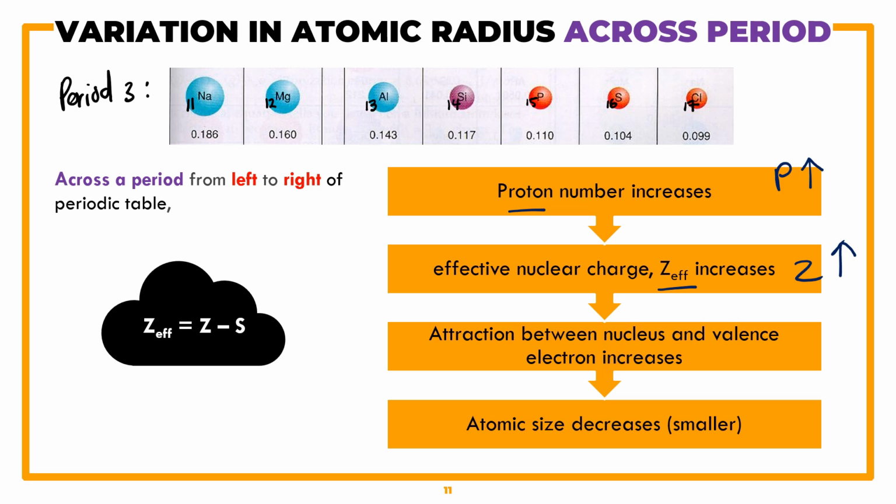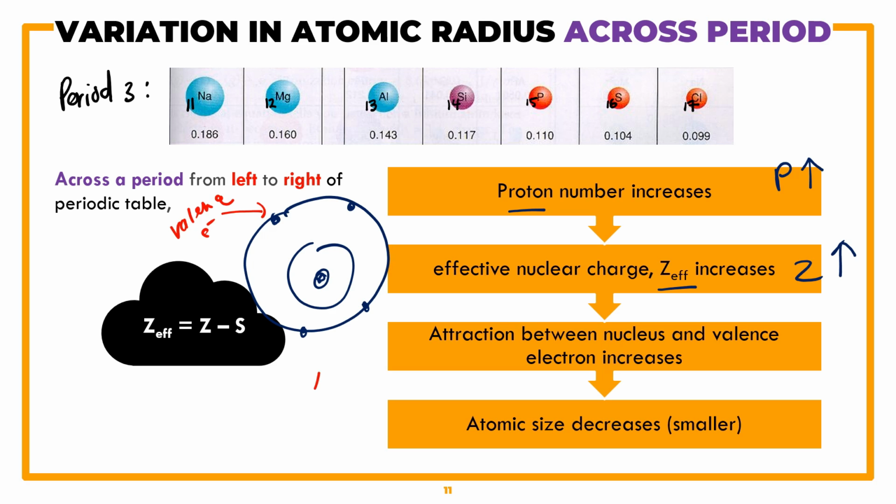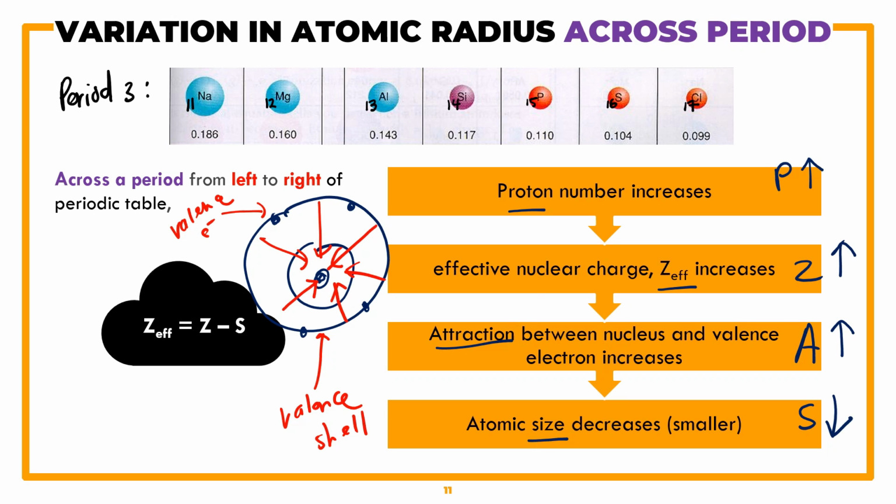So bila tarikan antara kedua-dua tu kuat, apa yang akan jadi? Valence electron and valence orbital will be pulled closer to the nucleus. Maka akan berlakulah contraction of the radius. Okay, contraction of the atomic size. So when Zeff increases, attraction between the nucleus and valence electron will increase, so the atomic size will decrease. So this is the reason kenapa when we go across the period, atomic size will decrease. It has something to do with Zeff.